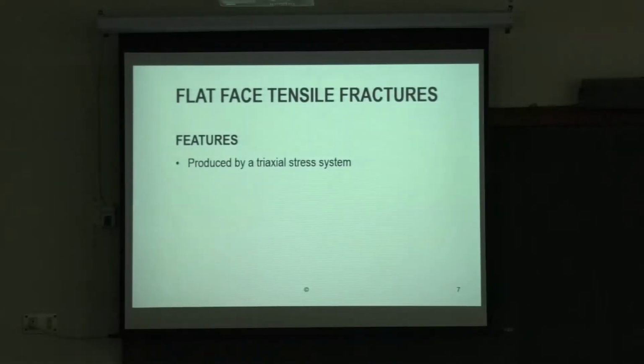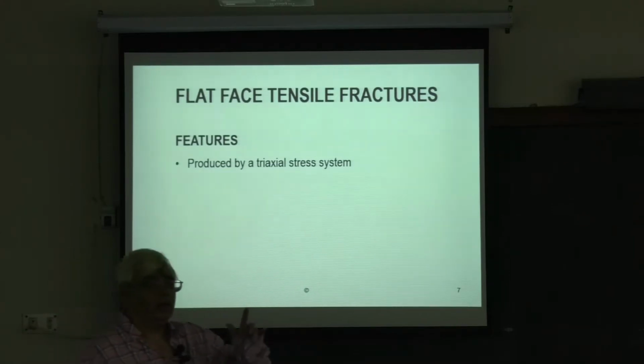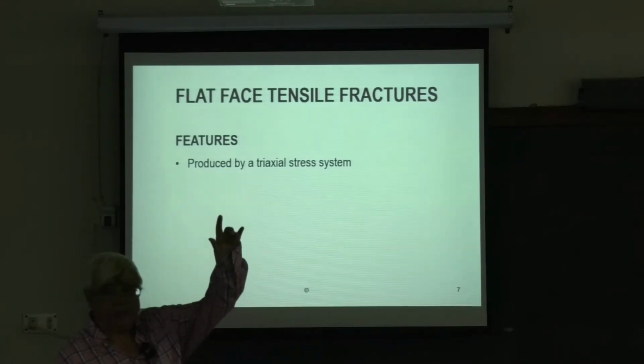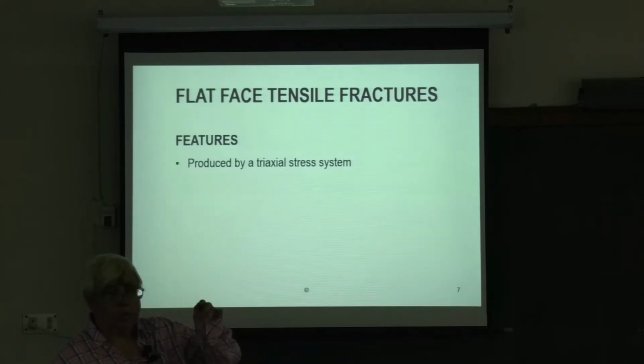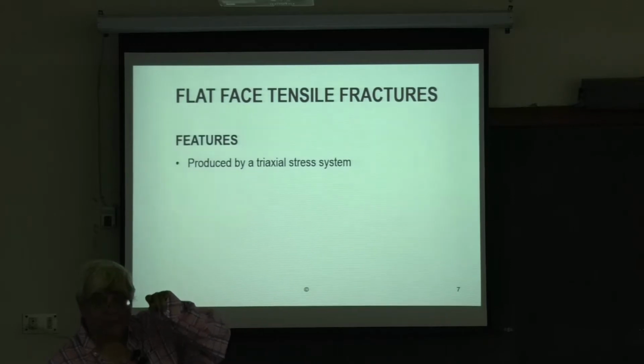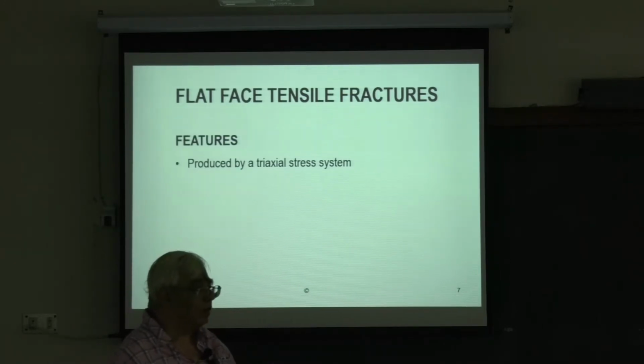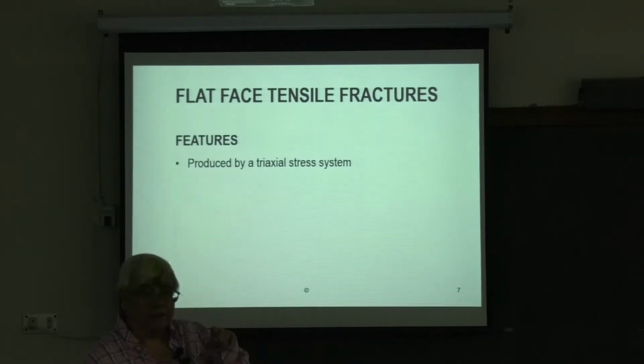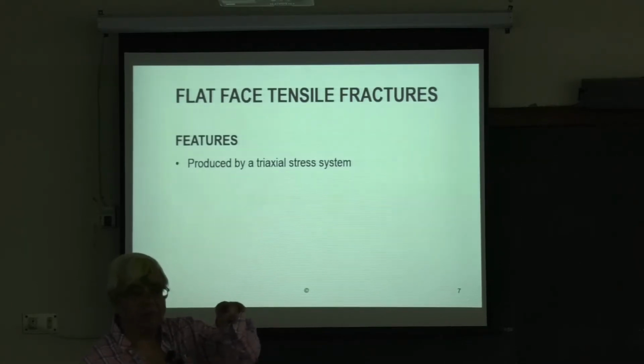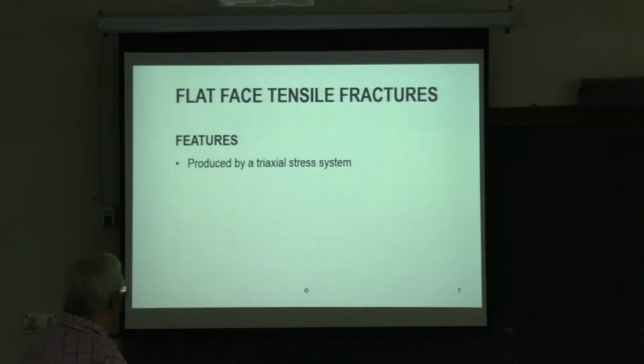Features are produced by a triaxial stress system. What is the triaxial? You have stress along X, which is the length, Y, across the thickness, and what is the Z? Z is from inside to outside or outside to inside. Normally we don't think of X, Y, Z, but there is a Z. Z is across the thickness. Okay? So please keep that in mind.